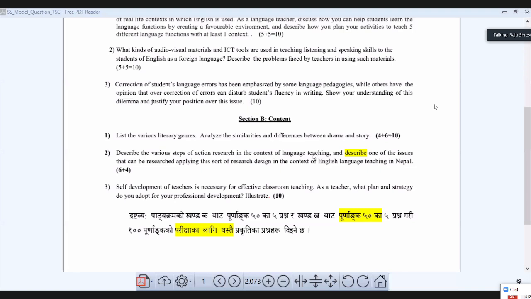Are the students taking part? If answer is yes, action research finished. If answer is no, again you have to replan. फेरि तपाईं replanning मा जानुपर्छ.